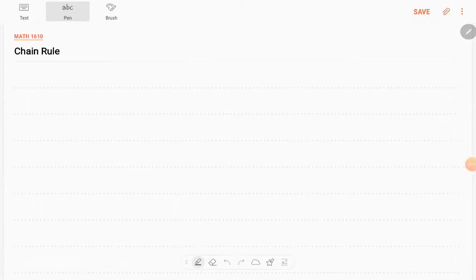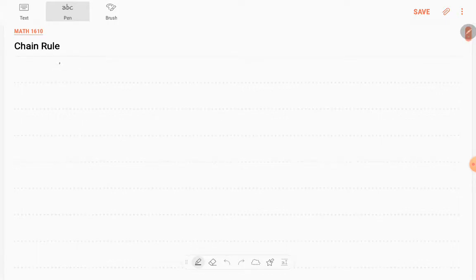Now let's talk about a very important rule for differentiation, which is called the chain rule. This rule is really important. It's one of the most important things in Calculus 1. If you don't know this rule very well, you cannot continue anymore. So keep in mind, do as many exercises as possible for the chain rule.